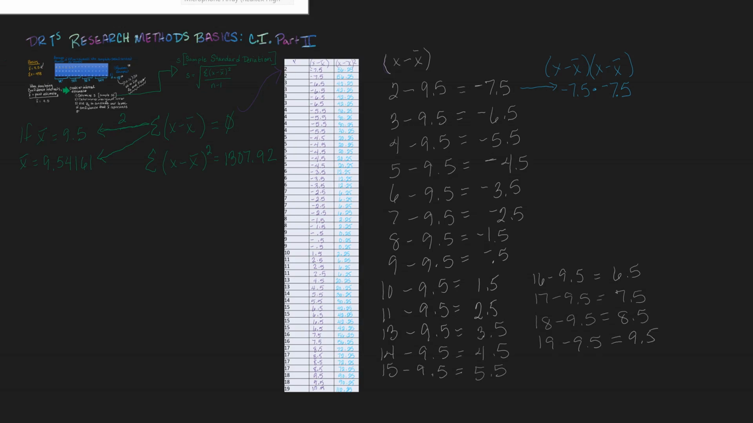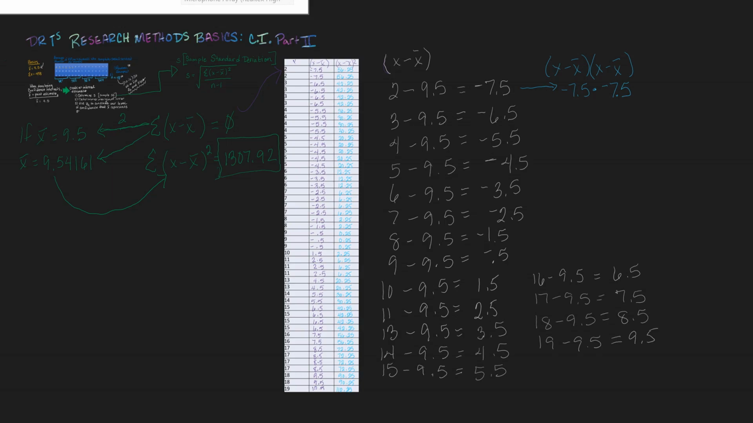I went ahead and used the more accurate mean when I was calculating x minus x bar squared. So my sum of all x minus x bar squared is 1307.92.